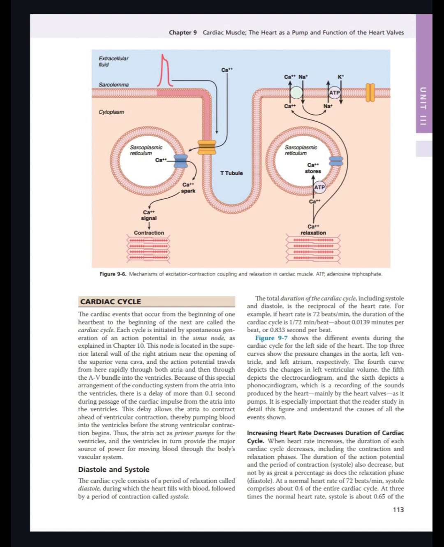Highlight till here. We already talked about the diastole and systole and the duration as well in the slides, and there is no need to highlight any other thing from this page. Now let's move to the next page.